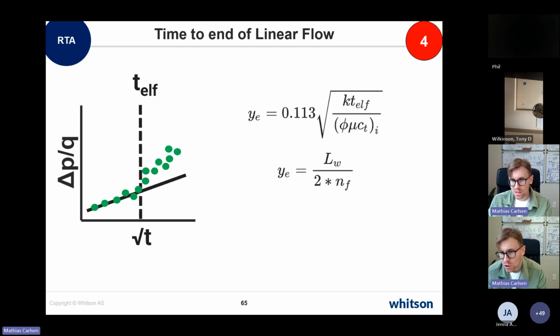And that equation looks like what we're seeing here to the right, where you basically have the well lateral length. You have assumed the number of fractures. This is PVT and porosity. And when you have picked time to end of linear flow, there's just one unknown here. Everybody sees that? Only one unknown, and that is K, because I've assumed everything else.